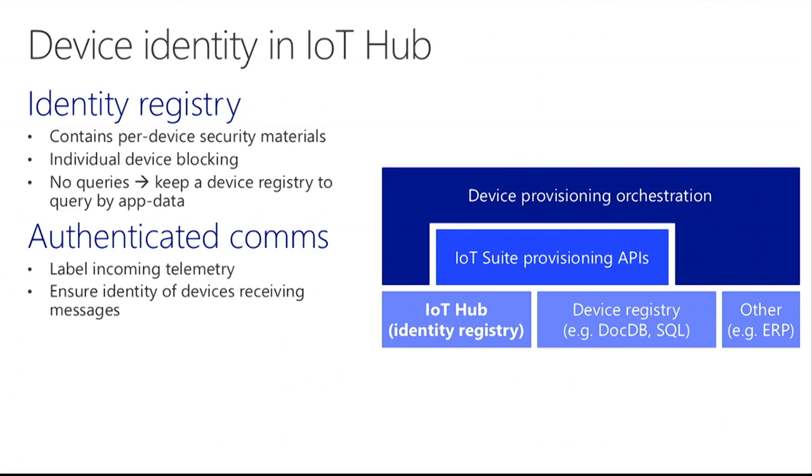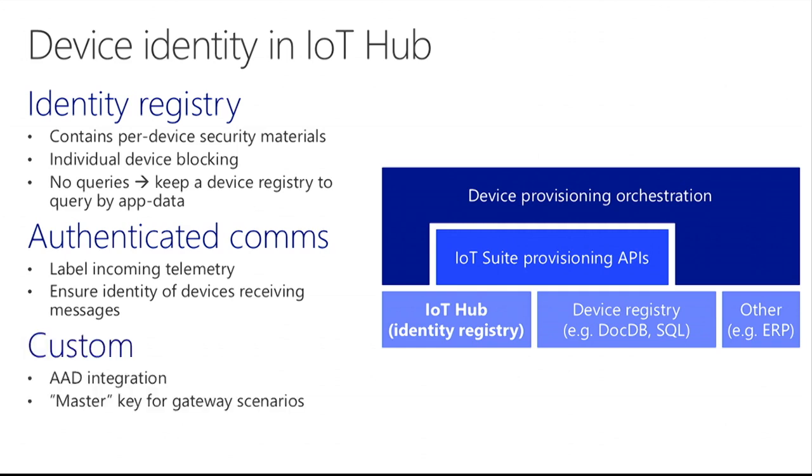The identity registry effectively enables authenticated communications and is used, of course, to ensure the identity of the devices that receive the cloud-to-device messages. And also, IoT Hub does label all the incoming messages with the authentication method that was used to send that message, and of course the device ID that was used to send that message. In this way, you have full control over the authentication aspects of your solution.